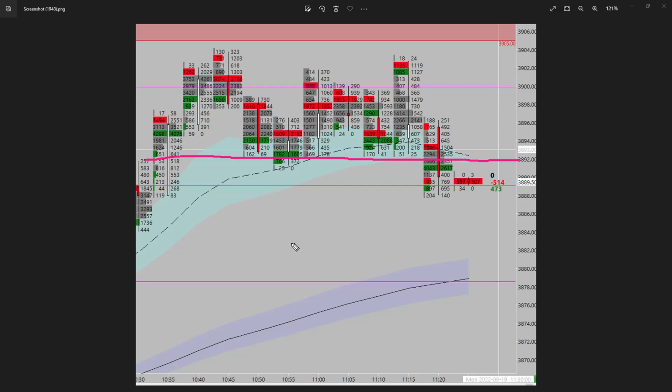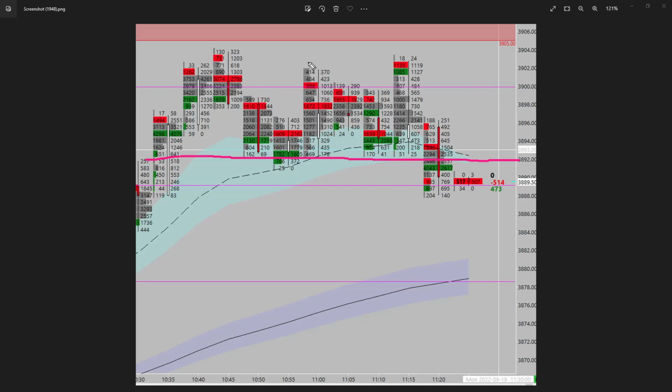So what am I looking for? Well, I'm looking for this stop run into my sell zone, which the sell zone was right here, 39.05 to 39.10. But obviously we were seeing that it was being front ran.